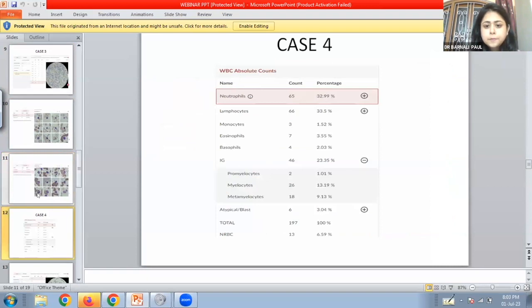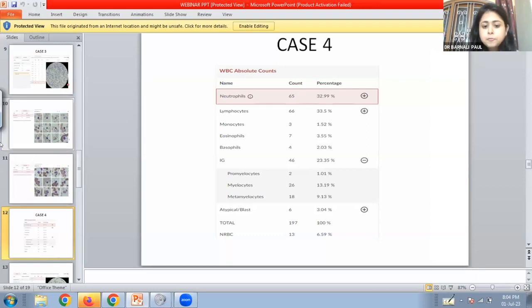So moving on to case 4. After scanning the slide, I could see that there was a significant left shift in this case. So if we see the WBC absolute counts, we can see that the device has reported percentage-wise neutrophils 32, lymphocytes 33, monocytes 1%, eosinophils 3, basophils 2, and also it has beautifully captured the immature granulocytes around 23%, out of which there were myelocytes, metamyelocytes, and promyelocytes.